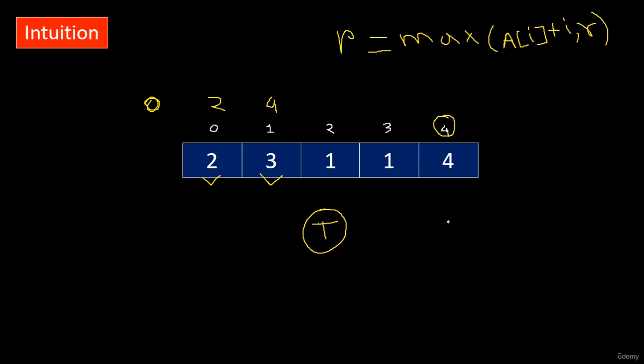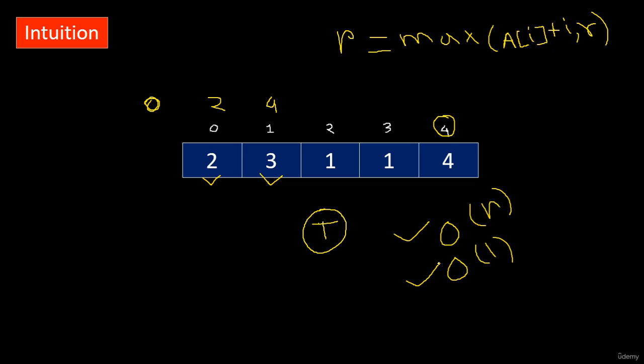This solution will take big O of n time complexity. For the worst case, we have to scan this array from left to right once. And it will take big O of 1 space complexity. So time complexity is big O of n and space complexity is big O of 1.